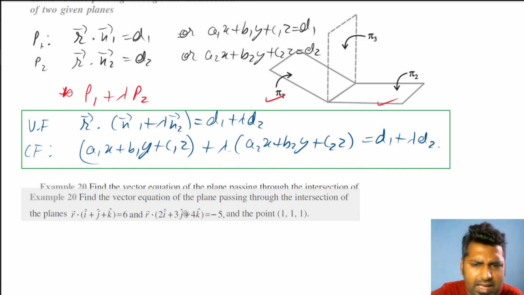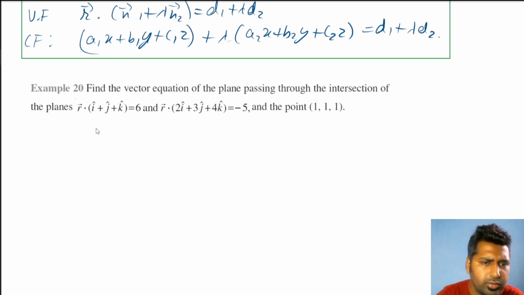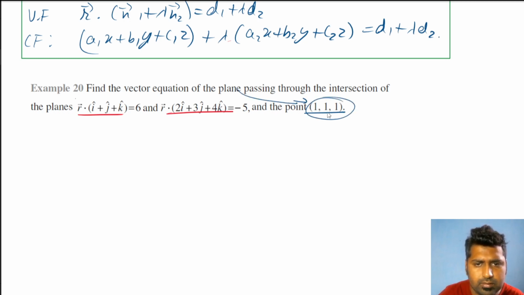So the question again directly says that you need to find the equation of a plane passing through the intersection of two planes. This time he has given it in the vector form. Good enough. He is saying the equation of the plane passing through the intersection of this and this, which means the new plane also passes through 1, 1, 1.